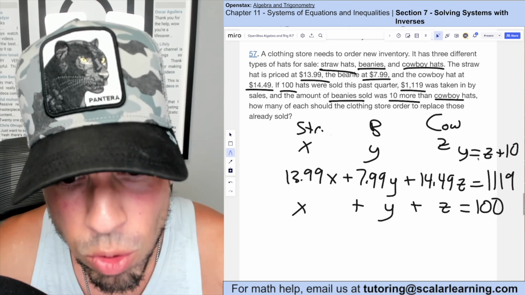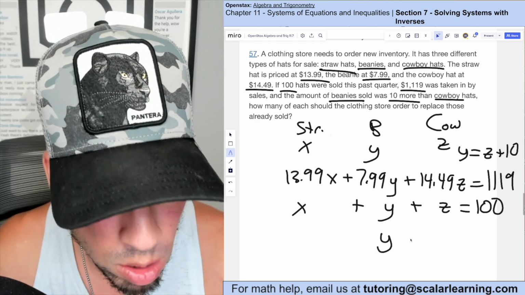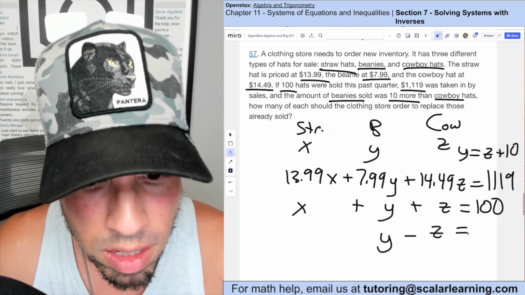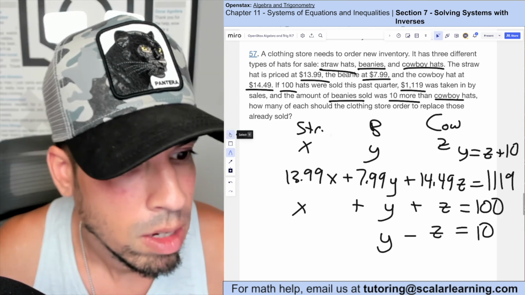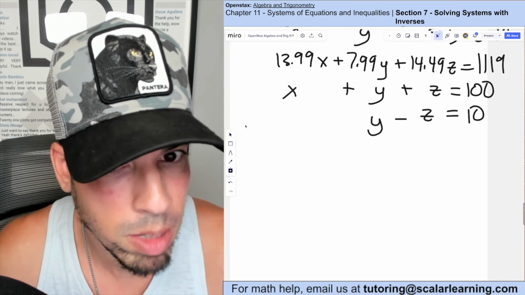So I wrote this one up here because I'm going to modify it first. I'm going to subtract Z from both sides. So I got Y minus Z equals 10. Okay. Now we got our 3 equations. Now we can put it in our nice matrix format.